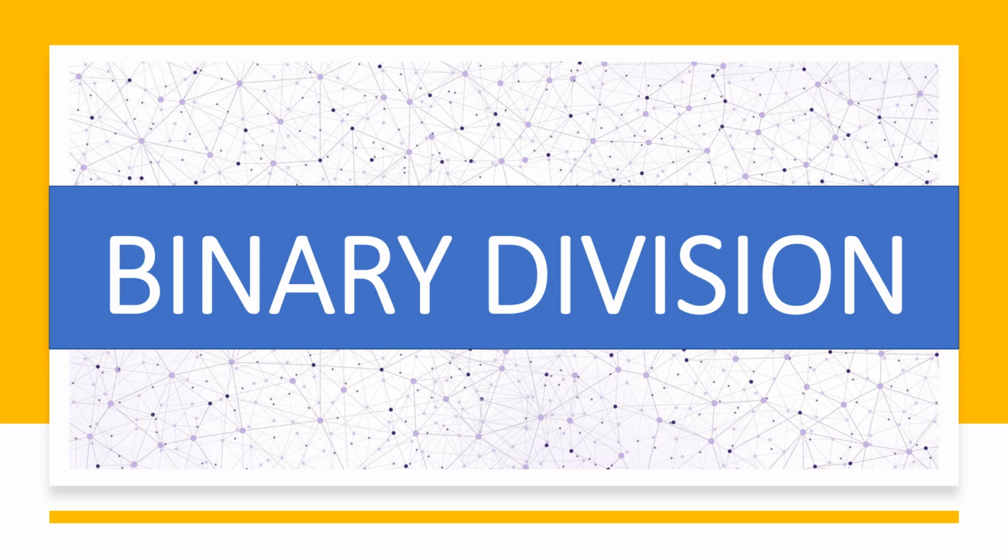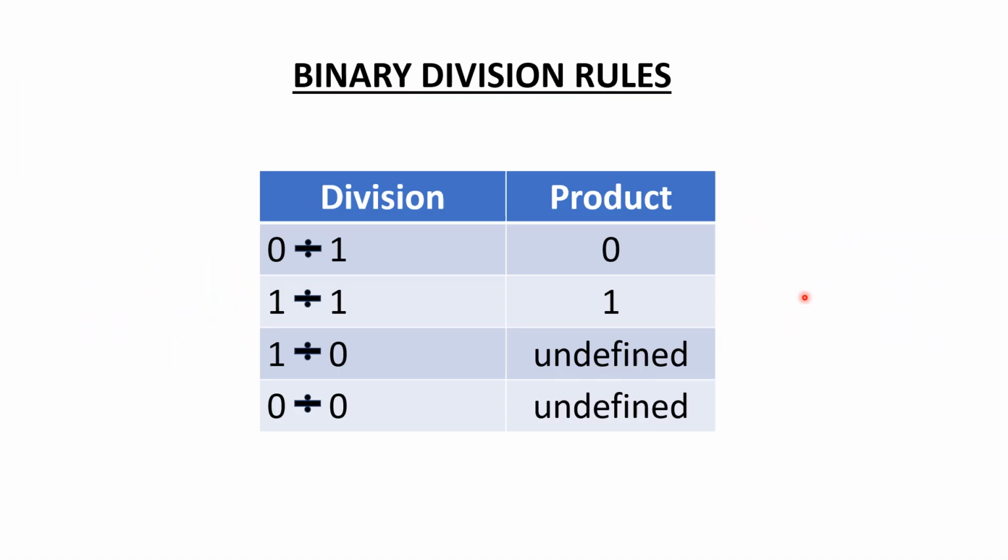Binary division. The table shows the rules for binary division. For 0 divided by 1, the product is 0. 1 divided by 1, the product is 1. And for 1 divided by 0 and 0 divided by 0, it is undefined. If we divide any number by 0, it is meaningless or undefined.